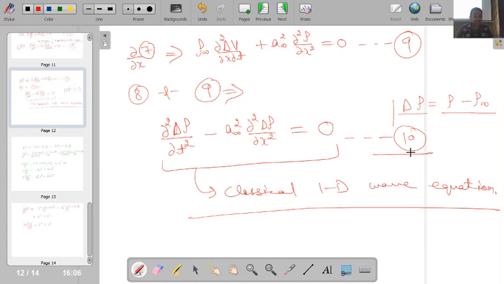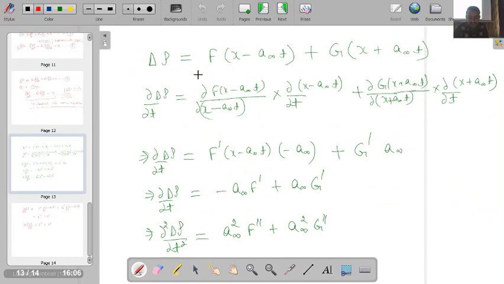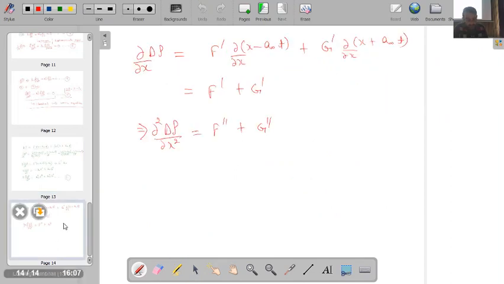The classical one dimensional wave equation: what I have done is consider that the solution of this equation is some arbitrary function f of x minus a infinity t plus some arbitrary function g of x plus a infinity t. Now I have calculated the different terms of this equation. This is one term, equation number 11, and the second term is equation number 12.